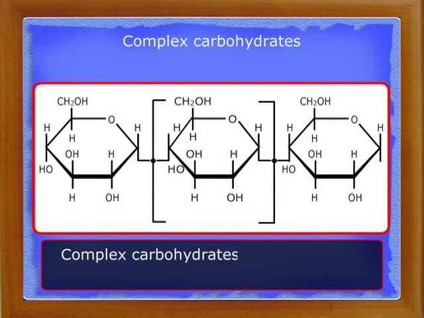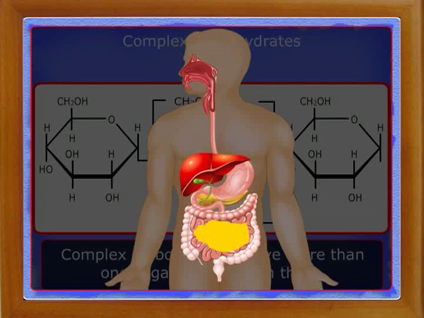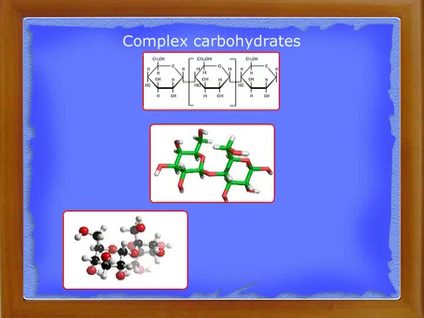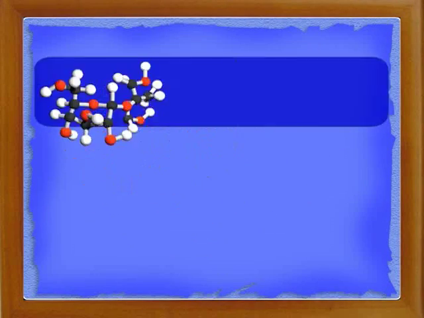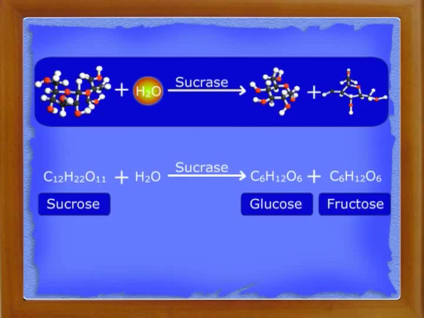Complex carbohydrates have more than one sugar molecule in them. These complex forms break down into simple sugars in the digestive system by hydrolysis for absorption. They include lactose, sucrose and starch. There are specific enzymes for the breakdown of the complex sugars into simple sugars. These include sucrose is broken down into glucose and fructose by the enzyme sucrase.